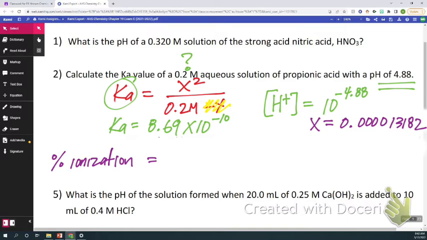So how do you solve whether it's less than 5%? Well, you got to compare this number, how much ionized here over how much you started with. You started with 0.2. Only 0.000013182 changed. Only that amount switched over. So I want to know what percent is ionized. The percent ionized times 100.